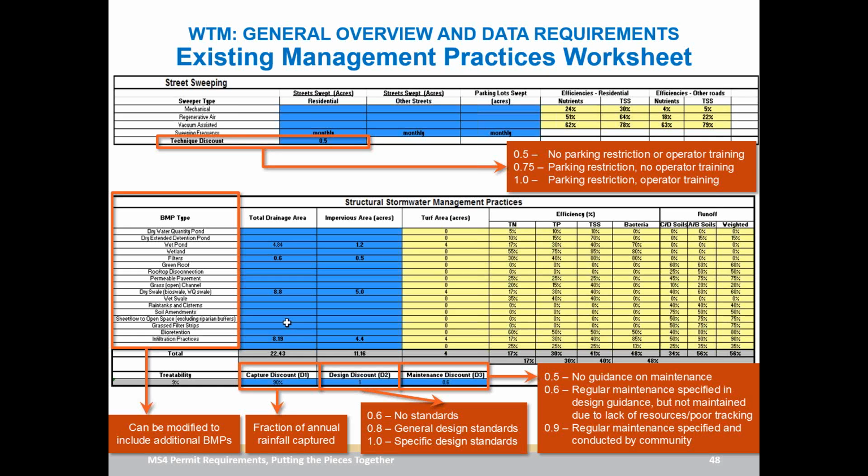Many of these practices have discount factors, and these are essentially a factor that reduces the ideal or studied load reduction to a more realistic in-ground expectation of nutrient reduction. This includes a capture factor, design factor, and maintenance factor. So an example of this is if you haven't maintained a facility as much as the ideal, or if it was implemented in a limited space, you'll want to reduce the ideal nutrient reduction to a more realistic expectation.